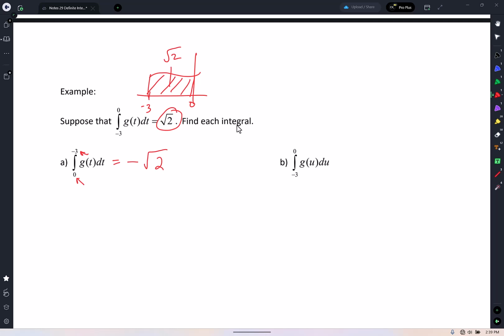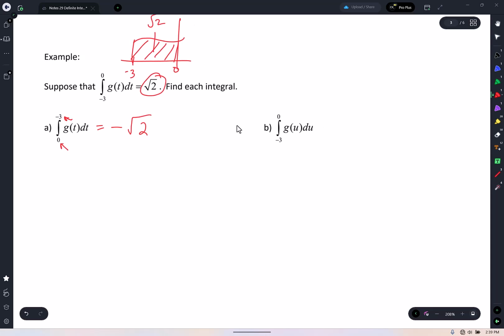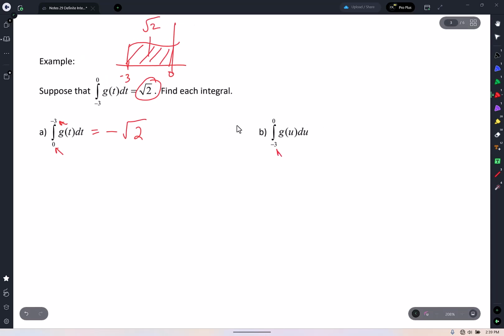But now it clicks, all right? Okay. All right, next one, guys. Look at letter B. Lower limit is negative 3. Upper limit is 0. Oh, they just changed the letter. They just changed the x-axis and called it a u. Is it going to change anything? No. It's a dummy variable.